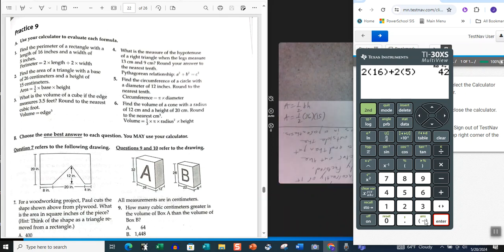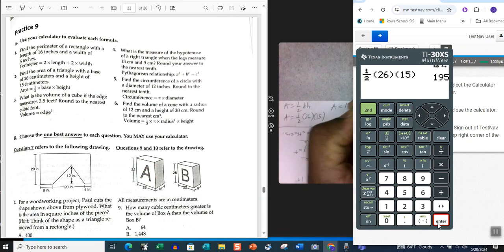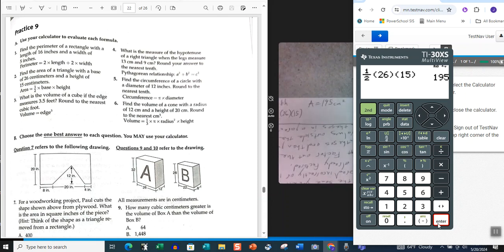So we can put that in our calculator. We'll press N over D, 1 at the top, down arrow, 2 at the bottom, right arrow, open parenthesis, 26, close, then open the parenthesis, 15, close the parenthesis and press enter. So it'll be 195. So our area would be 195, and that would be centimeters squared, because our units was centimeters. So it's 195 centimeters squared.